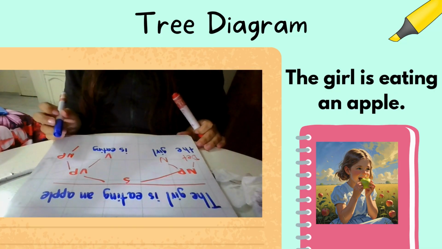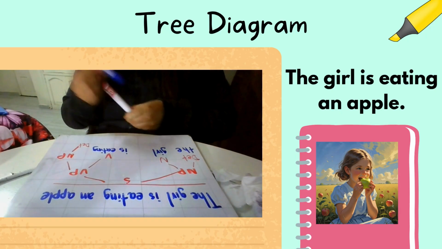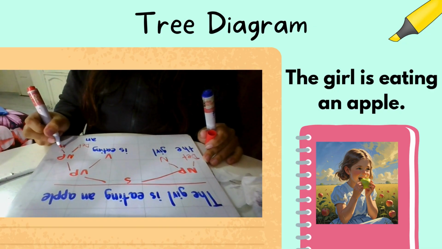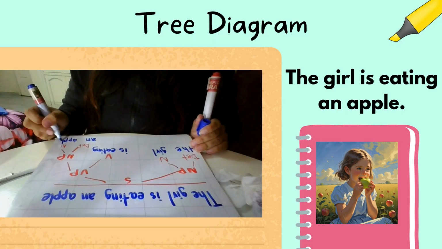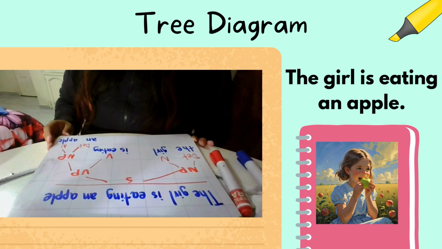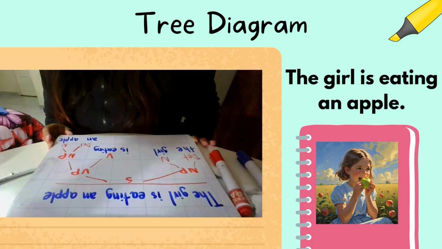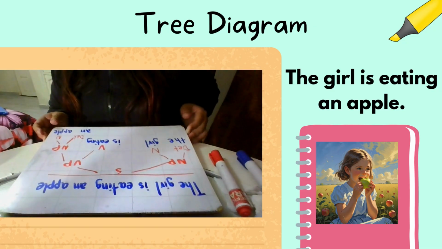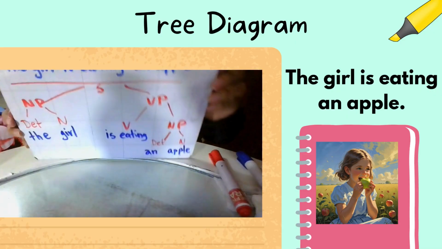In this case, the determiner is an, and the noun is apple. These three show how we can break a longer sentence into small parts using tree diagrams. Each level tells us more about the functions of each word in the sentence. This is a complex sentence.